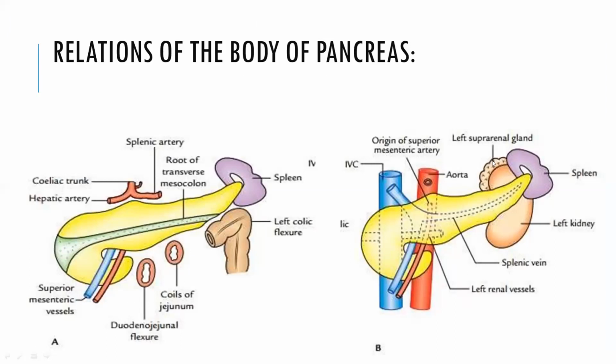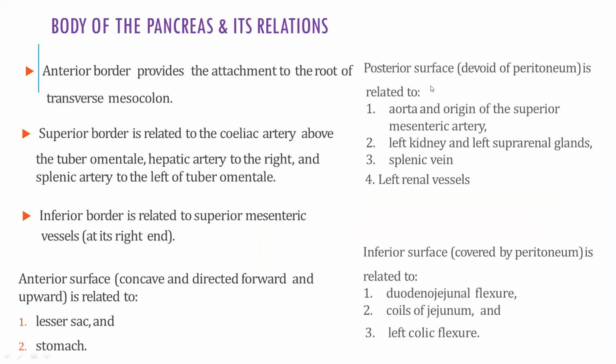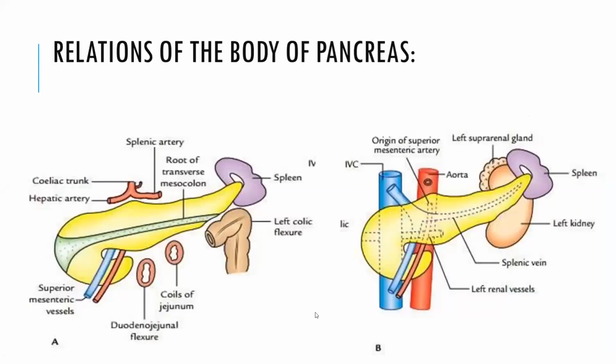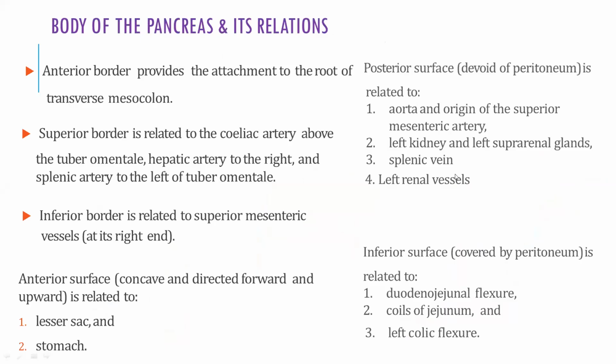So this way the posterior surface relations are concerned with the body of pancreas. The inferior surface is covered by peritoneum, and it is related to the duodenojejunal flexure, coils of jejunum, and left colic flexure. So the inferior surface of the body of pancreas is related to the left colic flexure, coils of jejunum, and duodenojejunal flexure. Whereas the posterior surface is related to the aorta and the origin of the superior mesenteric artery.